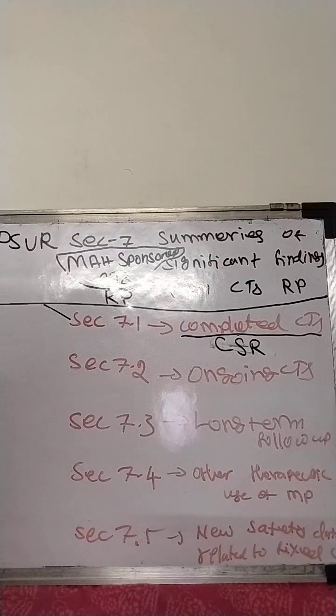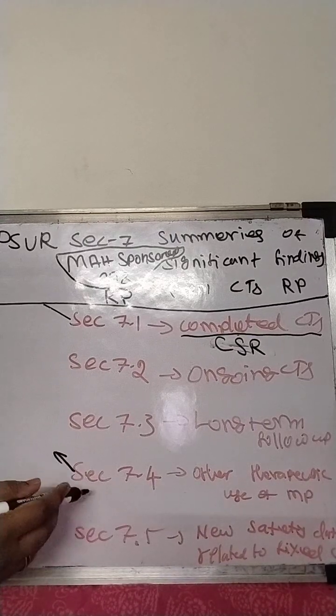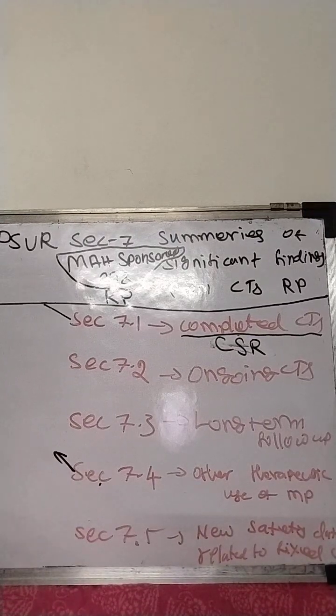Section 7.4 focuses on whether the MAH has specifically designed any patient support program, expanded access program, compassionate use program, named patient use, or any organized data collection that follows a specific protocol. That analysis can be presented here.